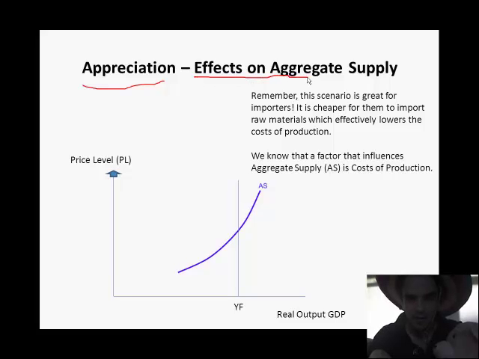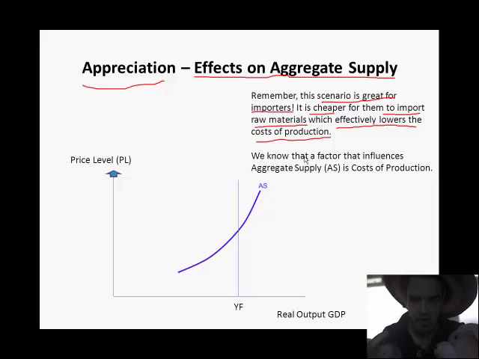And appreciation: effects on the aggregate supply curve. Remember, this scenario is great for importers. It is cheaper for them to import raw materials, which effectively lowers the cost of production. So as a firm, I can now import raw materials from overseas at a far cheaper price because my currency is now worth more. I can get more foreign currency with my New Zealand dollar.